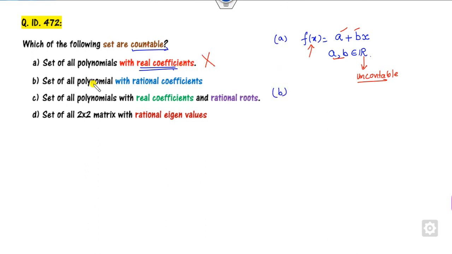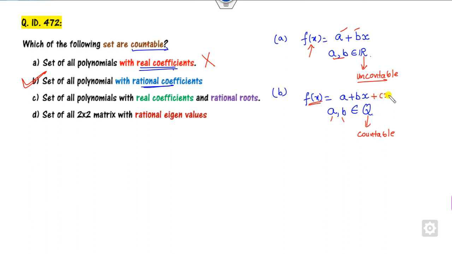Look at the second option, the set of polynomials with rational coefficients. What is the meaning of that? Again, we take the same example, a plus bx, where a and b belong to the rationals, and we all know that Q is countable. So once the coefficients a and b are countable, the set of polynomials is also countable. So this is the right answer.